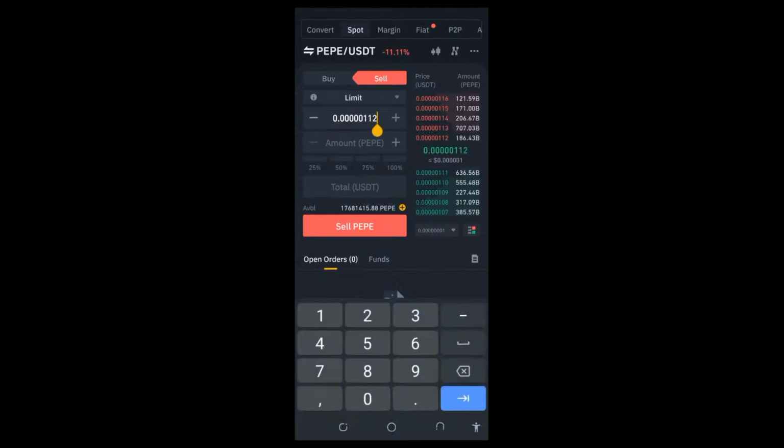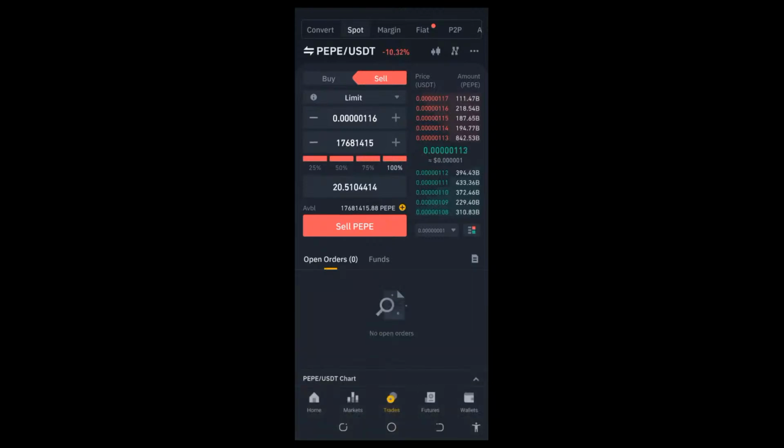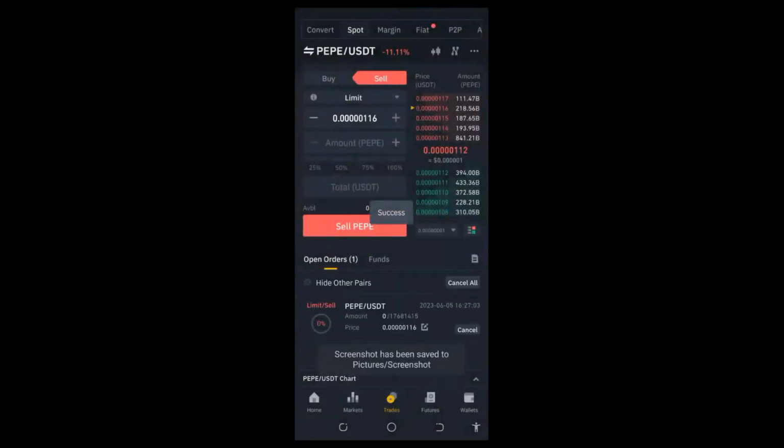Let's leave it as 116 for now. This looks a bit funny, but I'm just going to go with it. And let's just take our screenshots and then we'll sell. Okay, currently it's in the queue. I'll be back to give you the results shortly.